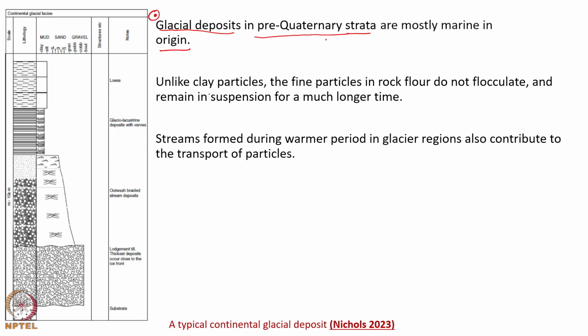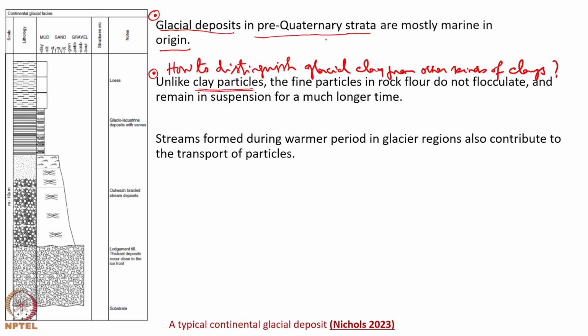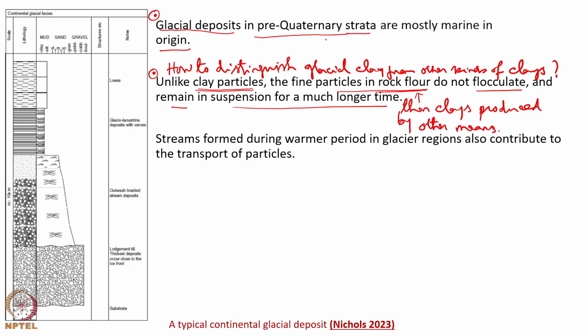And how to distinguish the clay particles produced by glacial process from the clay particles coming from the other processes? How to distinguish the glacial deposit? The fine particles in rock flour, that means rock which has been finely crushed due to glacial movement, do not flocculate and they remain in suspension for a much longer time than clays produced by other means.